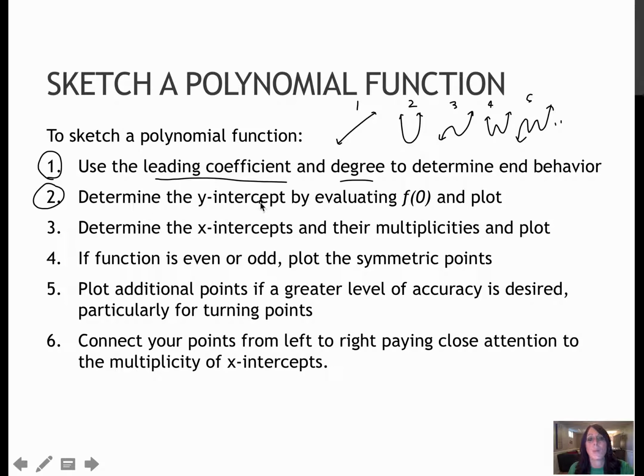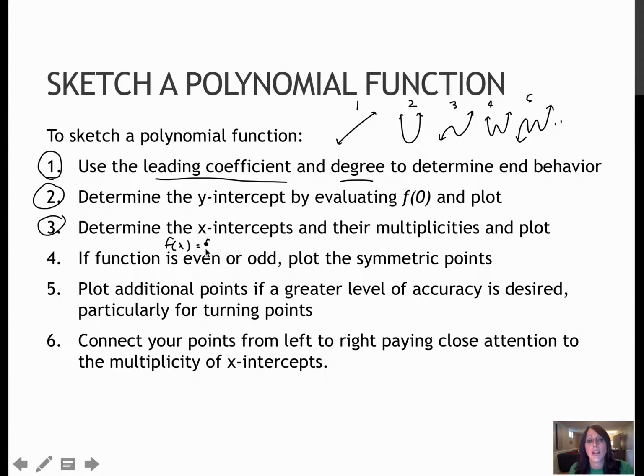Then I'm going to find my y-intercept by evaluating f of 0, which means I'm going to plug in 0. I'm going to determine if it has x-intercepts and their multiplicities, and then plot those x-intercepts. I'm going to say if the function is even or odd. Then if it is, I can plot some symmetric points. So remember that's saying if it's even, then f of x is equal to f of negative x. If it's odd, then f of negative x is equal to negative f of x, which means it's symmetric to the origin. Over here it's symmetric to the y-axis.